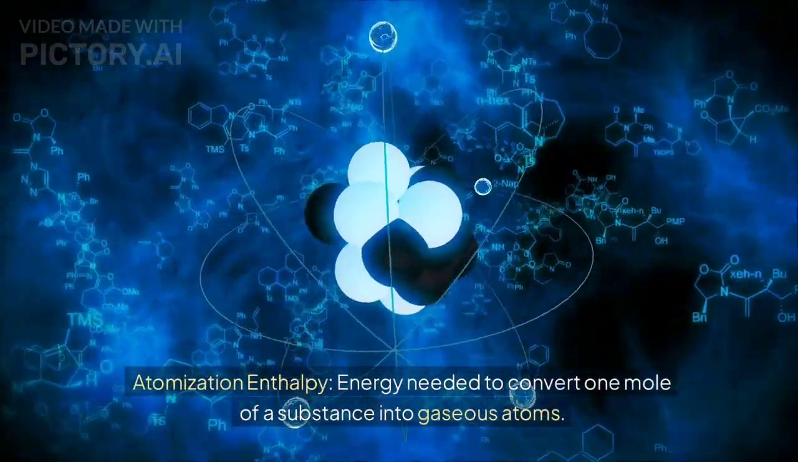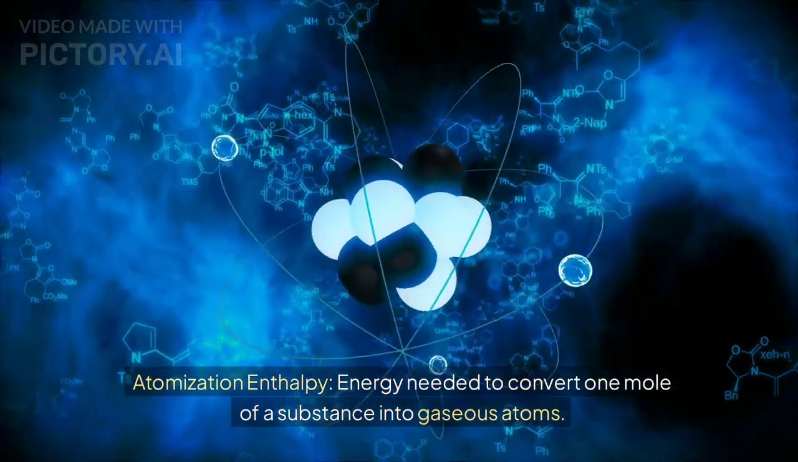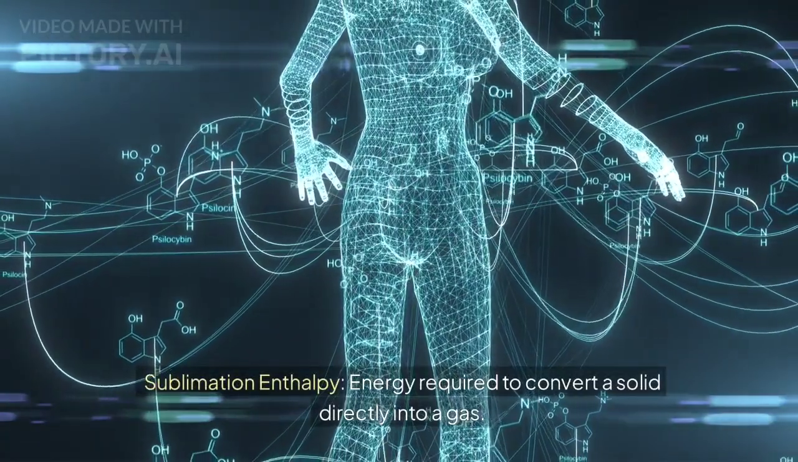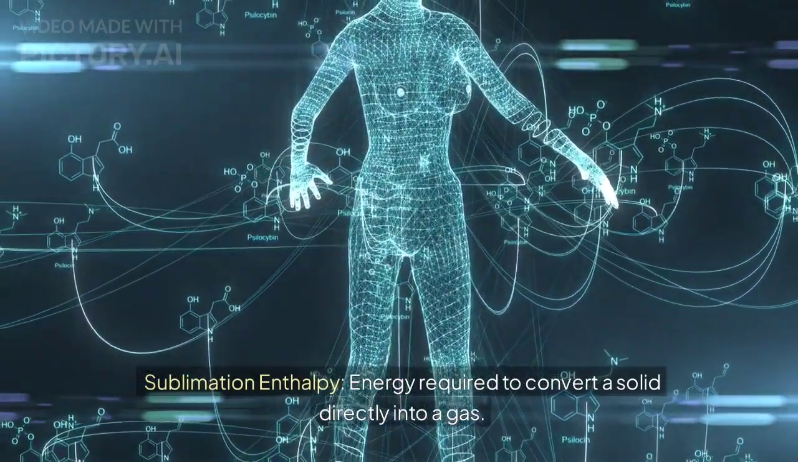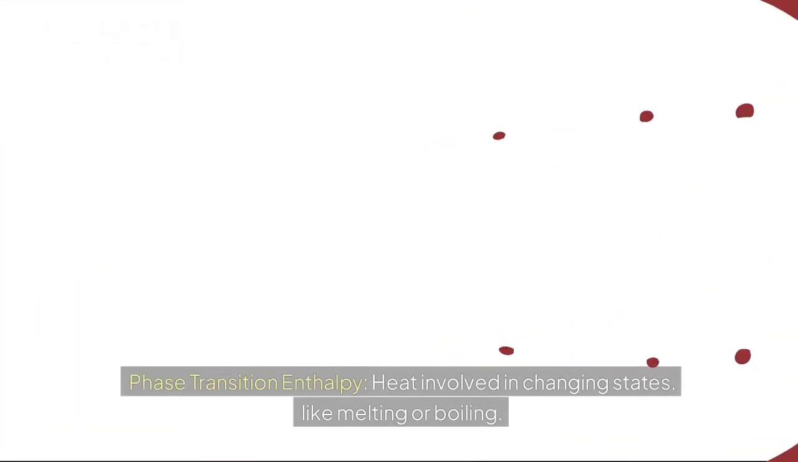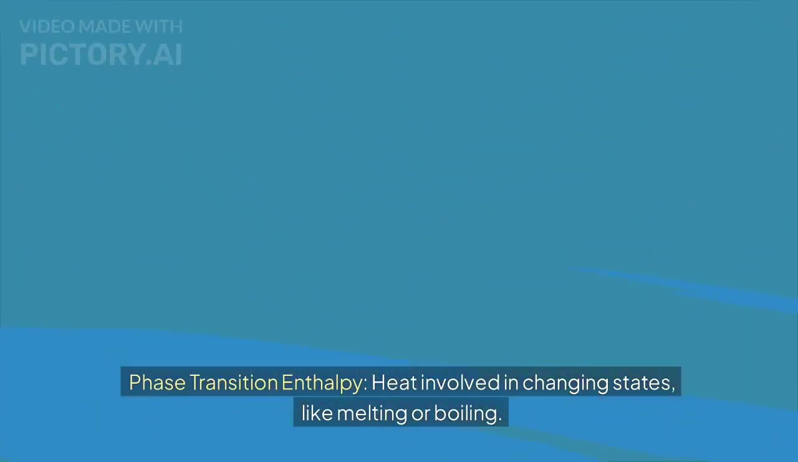Atomization enthalpy is the energy needed to convert 1 mole of a substance into gaseous atoms. Sublimation enthalpy is the energy required to convert a solid directly into a gas. Phase transition enthalpy is the heat involved in changing states, like melting or boiling.